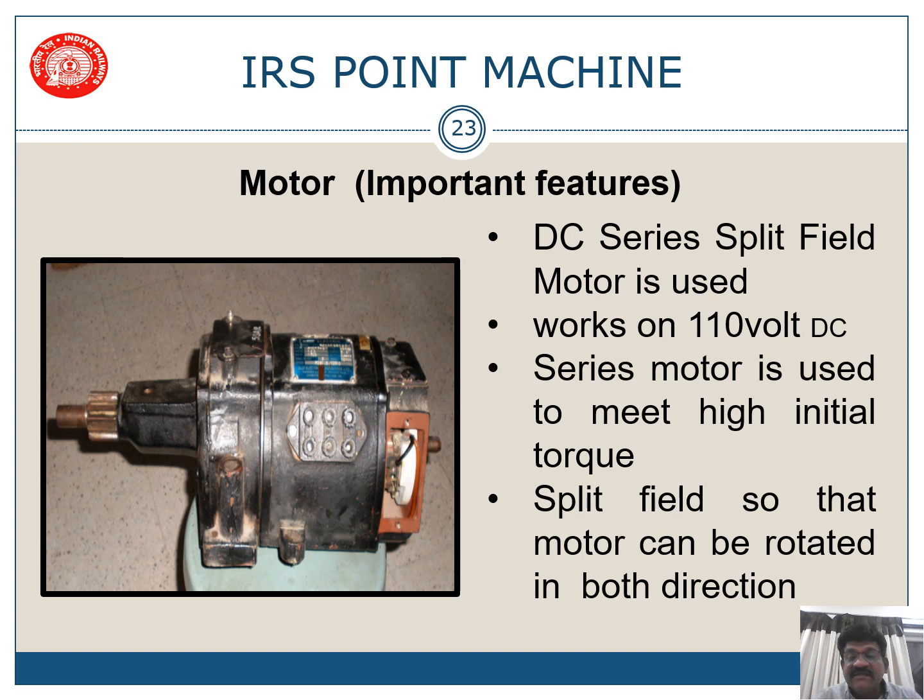So this is your motor. This is a DC series split field motor. So we are using the same motor for normal to reverse and reverse to normal, anti-clockwise and clockwise direction. So we have split the field into two. It works on 110 volt DC. Series motor is used to meet a high initial torque. Initial torque means initially there will be a very high load, and to handle it we connect the motor in series so that it can take more load. Split field so that the motor can be operated in both directions, clockwise and anti-clockwise.